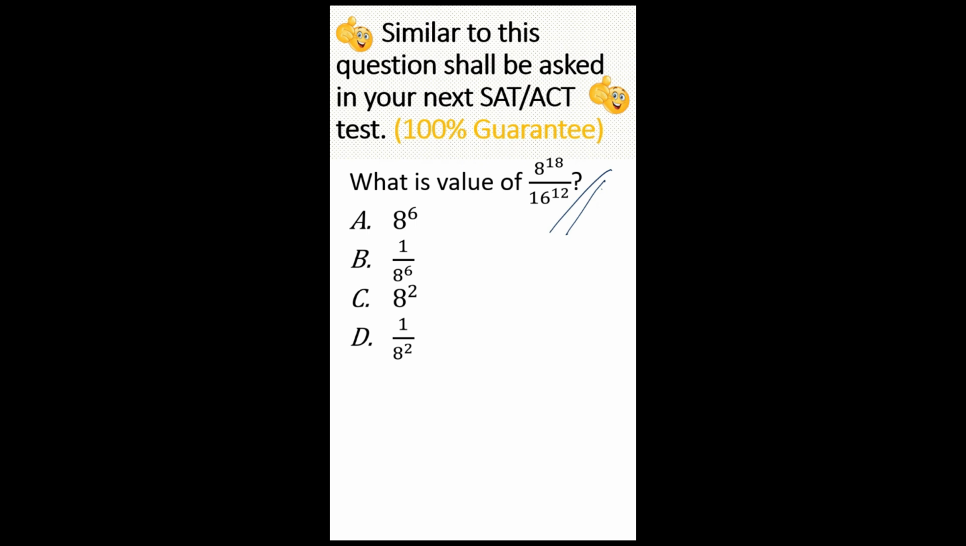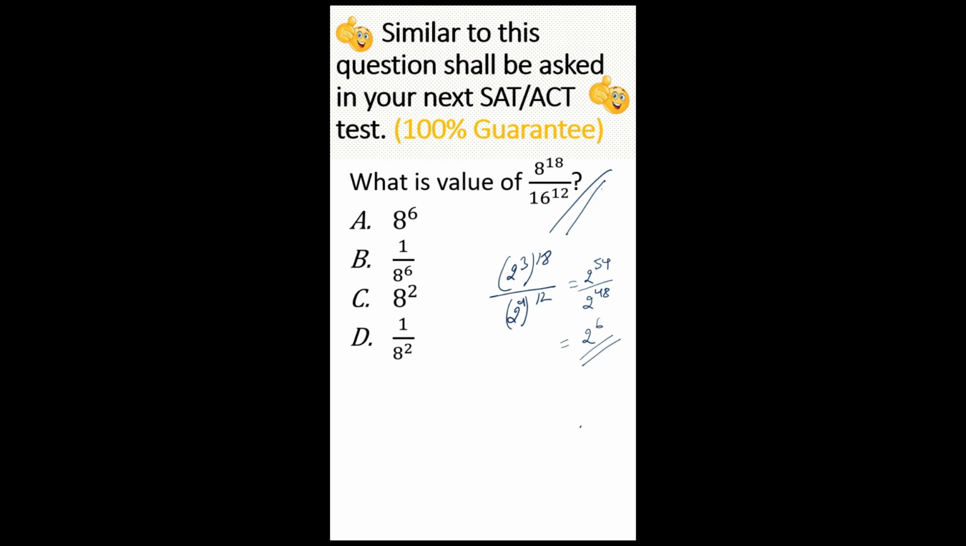So what we can do is write this 8 as 2 raised to the power 3, and similarly, in the denominator, we can write 2 raised to the power 4. Once you know this, then you can further simplify, and you have 2 raised to the power 54 divided by 2 raised to the power 48. Further simplify this, and you have 2 raised to the power, how much? 6. Now this should be our answer.